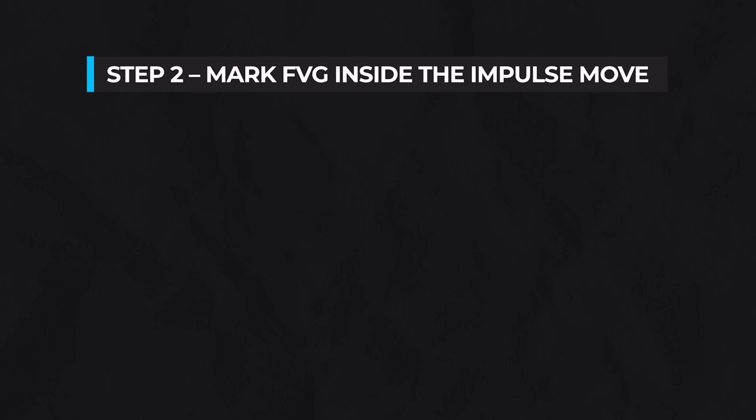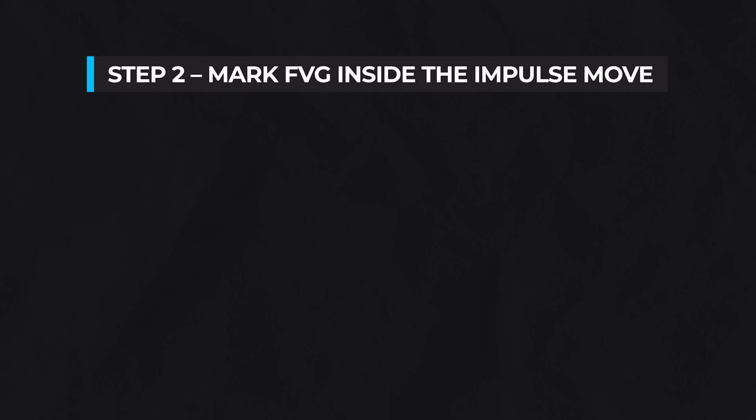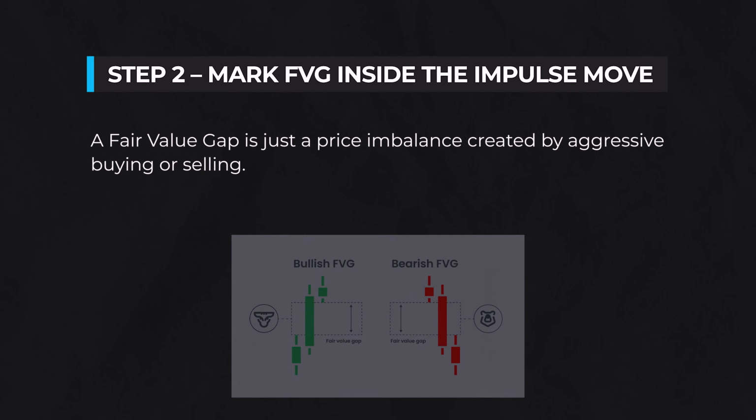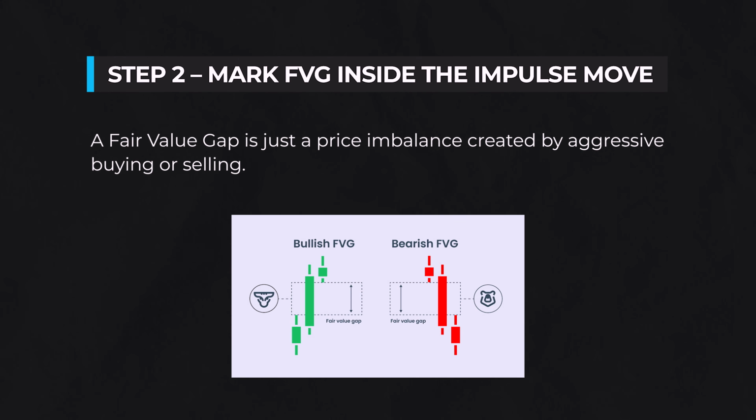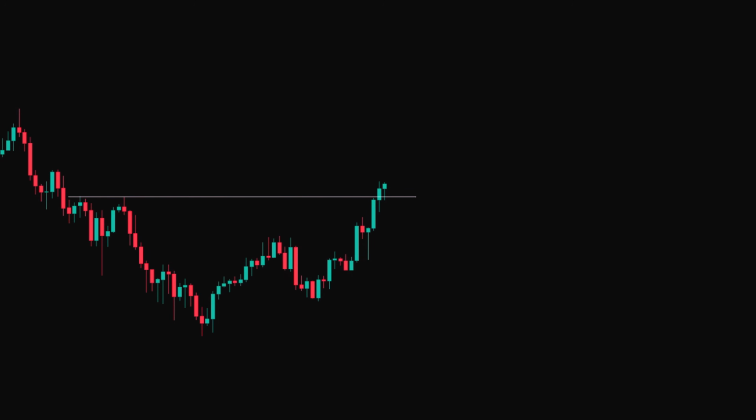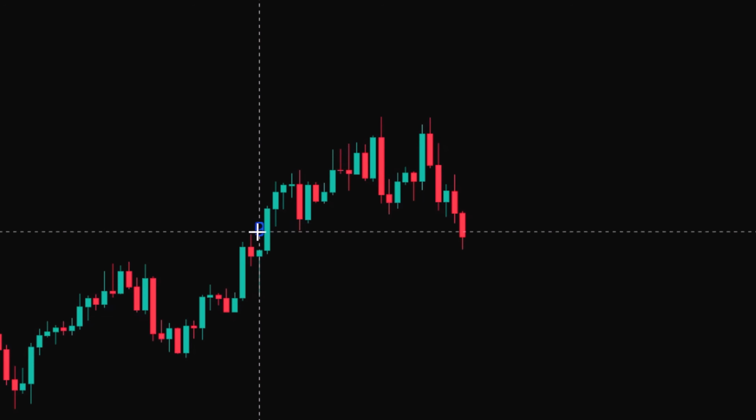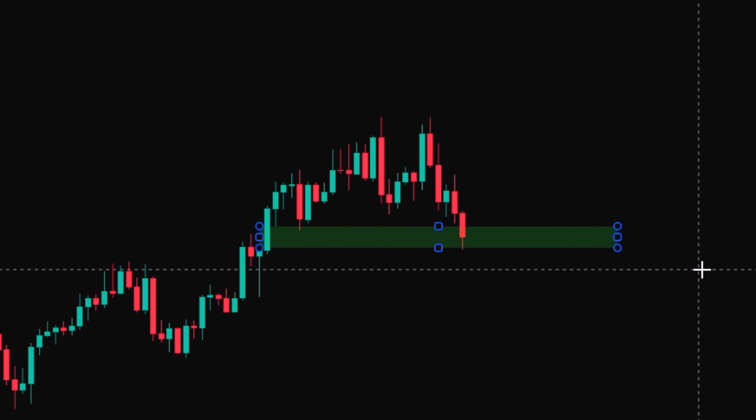Step 2. Wait for the first impulse and mark the fair value gap. A fair value gap is just a price imbalance created by aggressive buying or selling. Easiest way to spot it? Look at 3 candles. If the middle candle leaves empty space, no wick filling the gap, that's your fair value gap. Now, after the new trend starts, let price make its first impulse move. Once it pulls back, look for a fair value gap inside that impulse move.